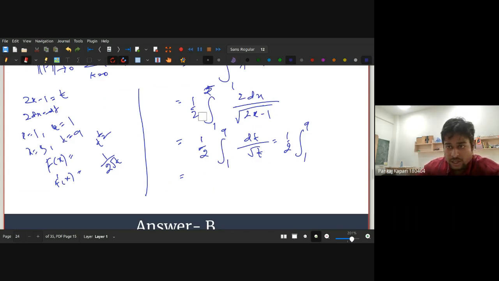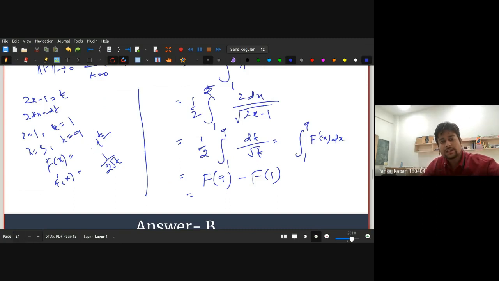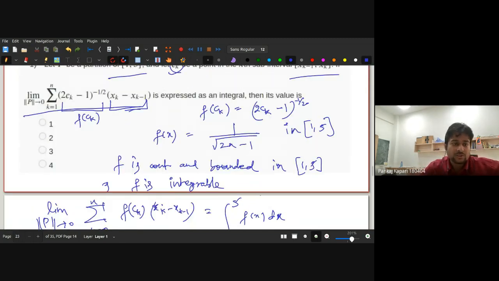So if I just remove this half from here, then I can write this integral as the integral of the derivative of our function, this function capital F, right? Because the derivative is just 1 over 2 times under root t. Therefore, from the fundamental theorem of calculus, this is F of 9 minus F of 1, and that we can easily calculate now, right? Because the function is just t to the power half, which is under root t. That means F of 9 is 3, minus 1, that must be 2. Okay, so the answer is 2.